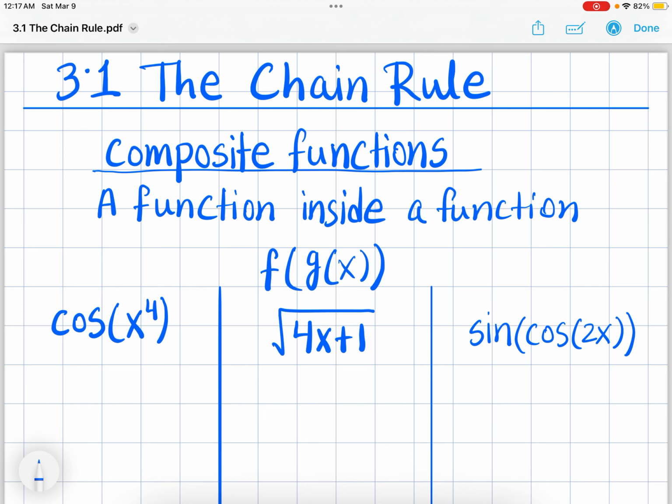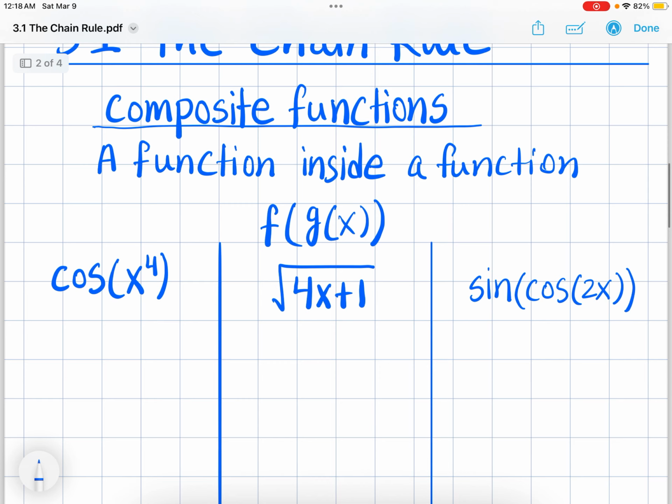In this video, we're gonna learn about the chain rule. Before we do some practice with the chain rule, let's see what composite functions are. Composite functions basically means a function inside a function. If you look over here, we can see g of x is inside f of x.